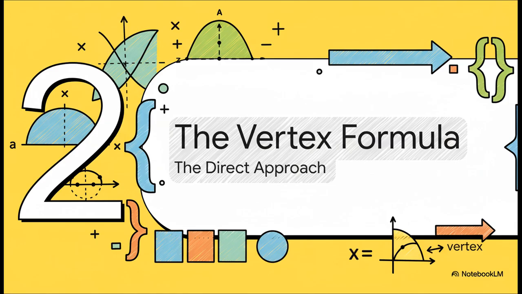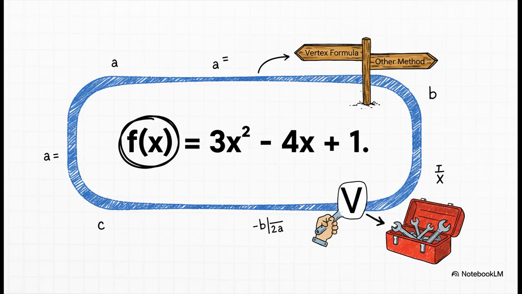But what if there was a more direct route? Well, there is. Let's talk about the vertex formula. Instead of rearranging the whole equation, this method lets us calculate the vertex directly. For this one, let's use a slightly trickier example: f of x equals 3x squared minus 4x plus 1. And the big difference here, as you can see, is that our a value is 3, not 1.